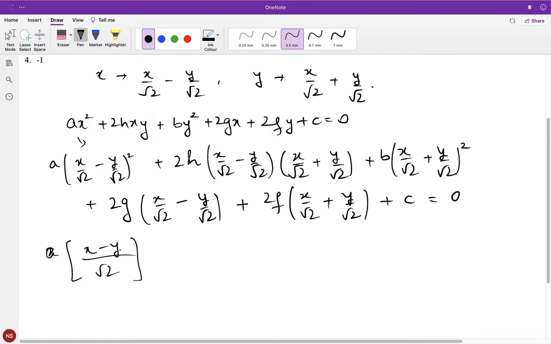Anyway, so this whole square plus 2g 2x square plus 2h, sorry.